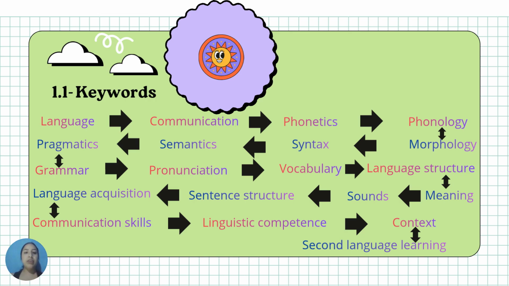Linguistics: one important characteristic of linguistics is that it studies the structure of language. This includes areas such as phonetics and phonology, which analyze sounds and pronunciation; morphology, which studies word formation; syntax, which examines sentence structure; semantics, related to meaning; and pragmatics, which focuses on language in context.